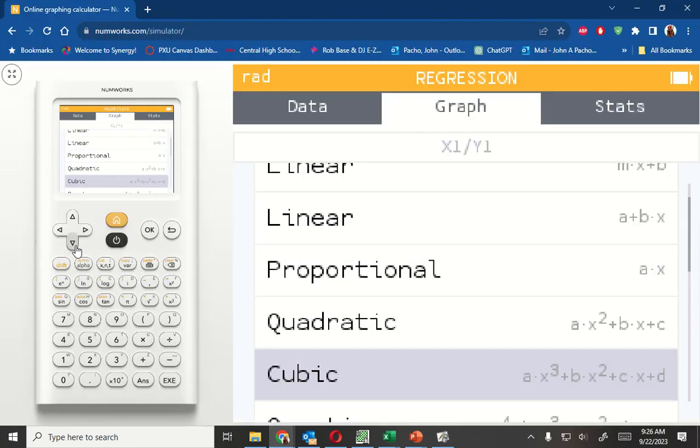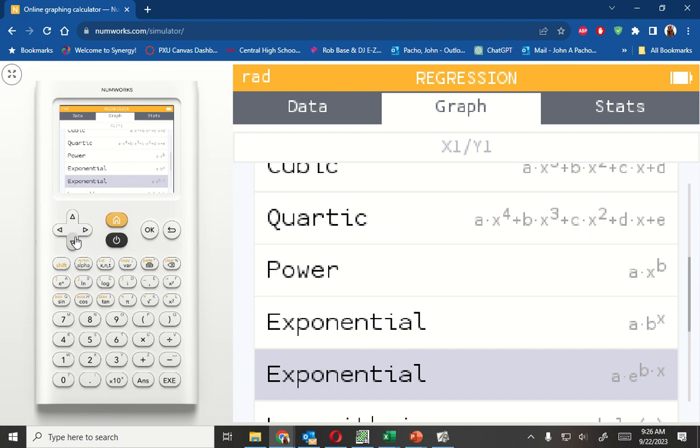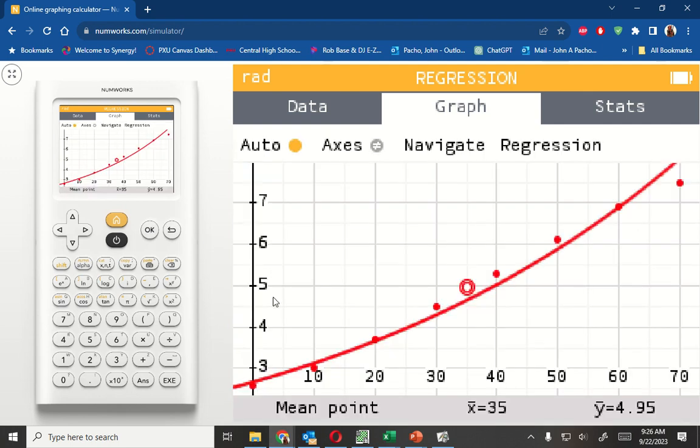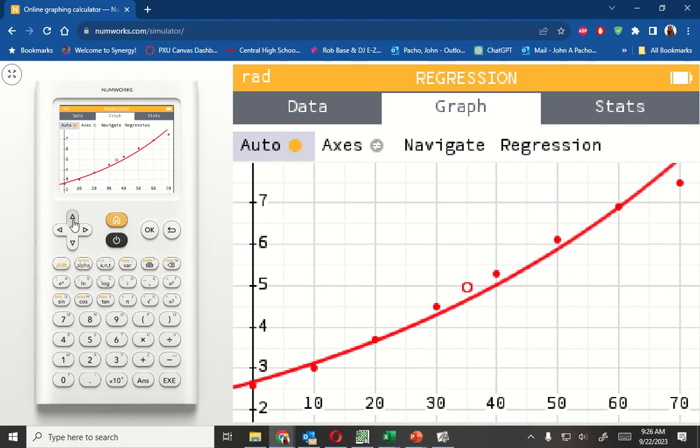So let's go down and find an exponential. The first one? Yes, it is the first one. Right here. A times b to the x. Looks like this one. And then you go to regression, and all you have to do is hit OK. There we go. And it gives me a new line, doesn't it? Oh, that's cool. So it gave me a new line.